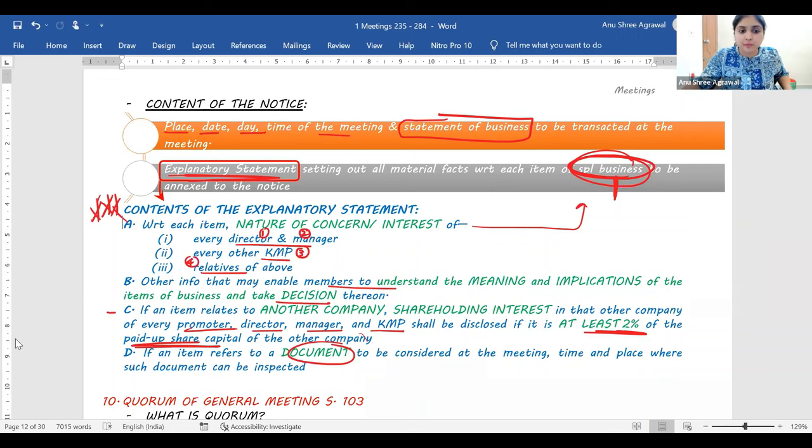Number two, the third point comes first. If this special business has a connection with some other company, and in that company our directors, manager, KMP, or promoter, the extra person, together have at least 2% shares of that company, that has to be disclosed. Number three, any other matter which will help the members make a decision. Number four, if the special business relates to a document, then where is this document kept? When and where can this document be inspected? These are the contents of the explanatory statement.